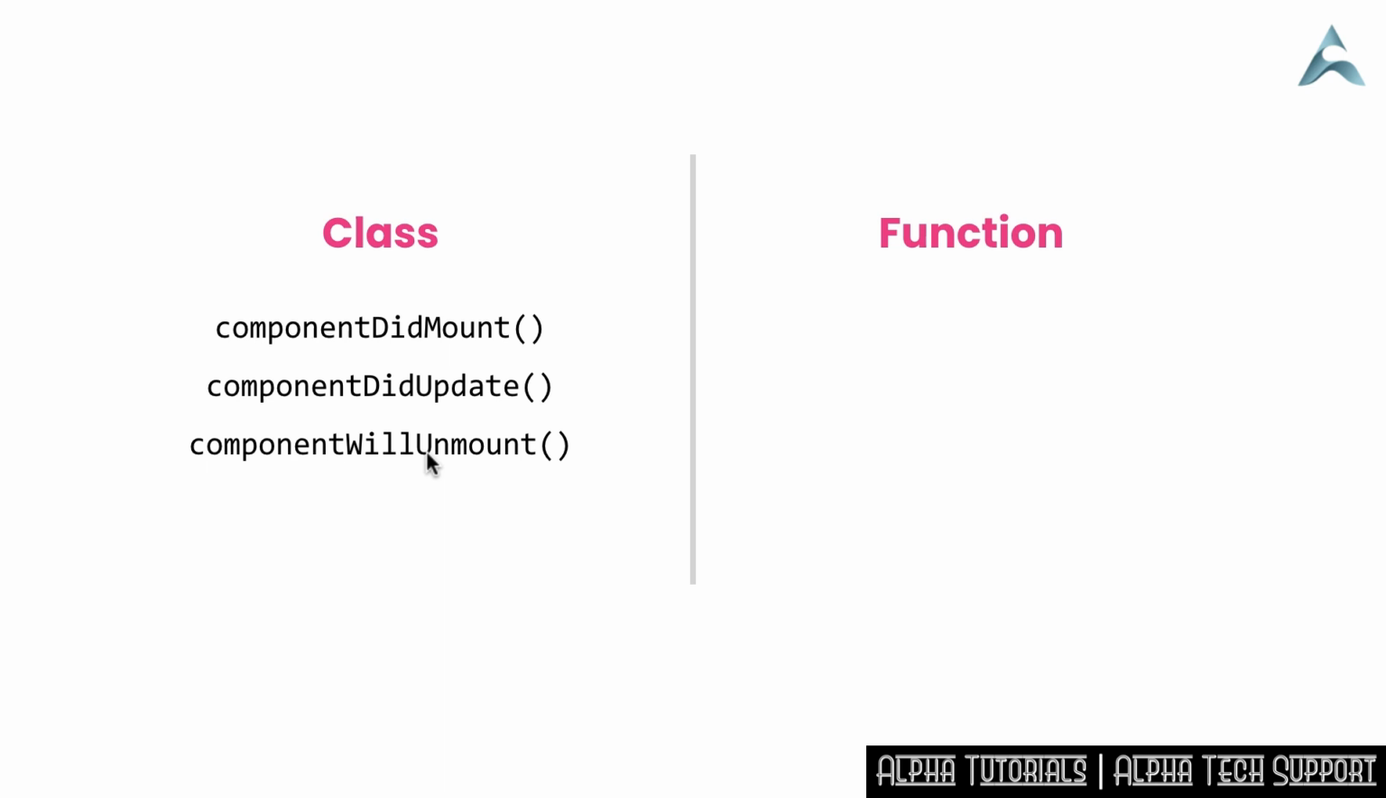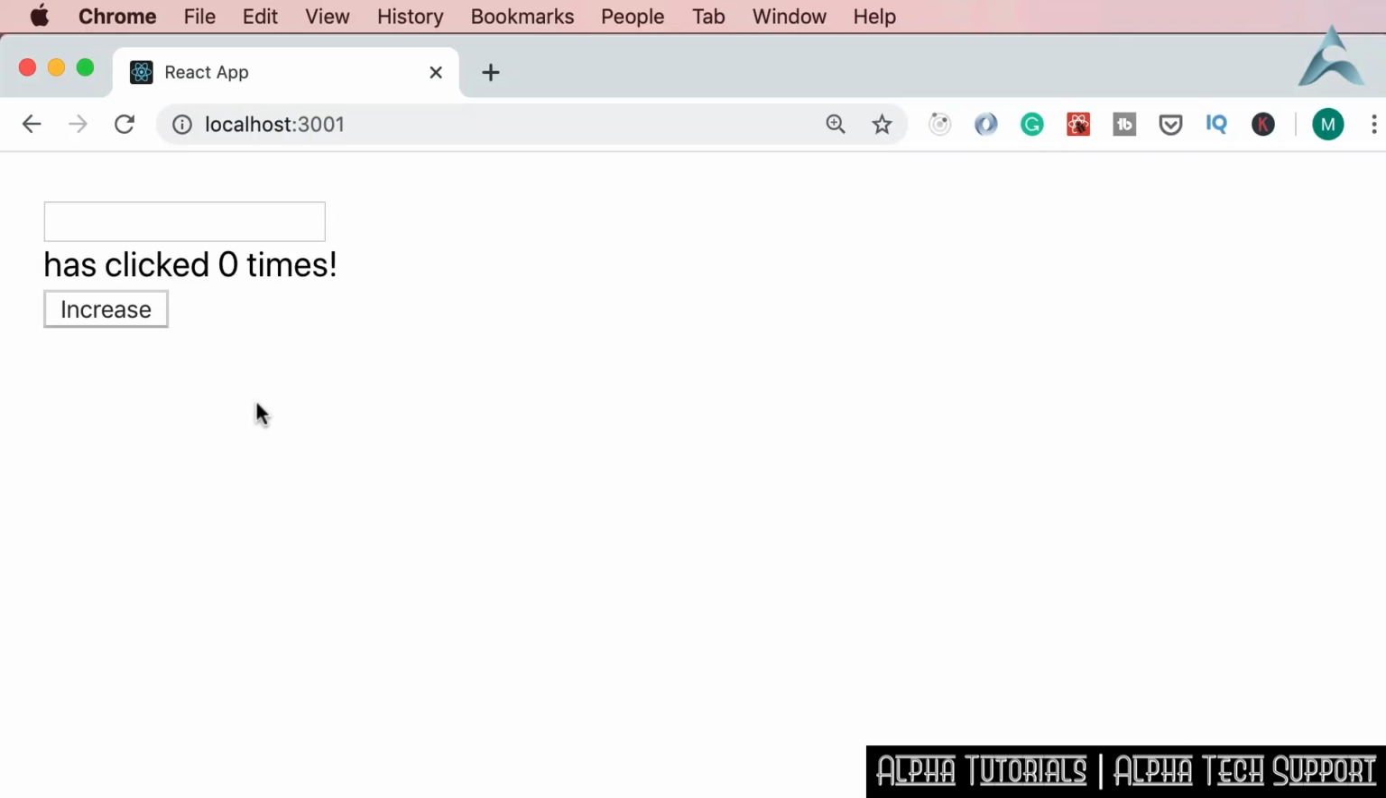In function components, we have a single hook called useEffect that does the job of all these three methods. So it takes a function, and this is where we implement all the logic in a single place. Let's see this in code. So here's our counter component. Let's say when this component gets mounted, or every time it gets updated, we want to set the title of this document to this message over here.